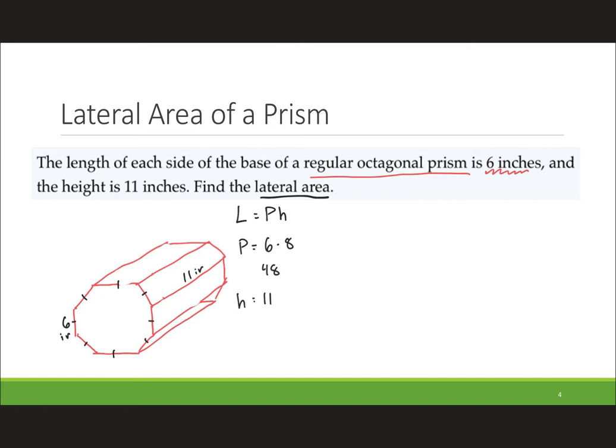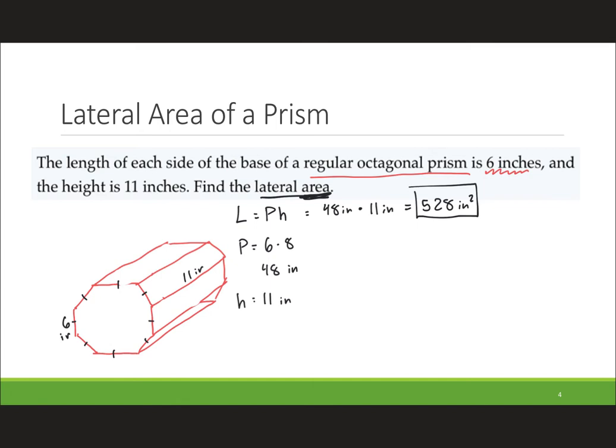Now before we go any further, don't forget your units. 48 is the perimeter, so this is going to be inches. And then 11 is the height, it is also inches. So when I plug this into my equation, I have 48 inches times 11 inches, which gives me 528 inches squared. Which makes sense, because even though this is a 3D figure, we're still asking for the area. And in area, it's your units squared.